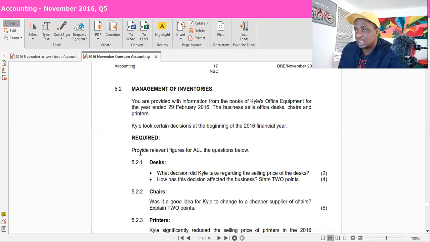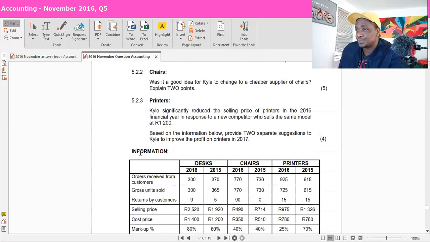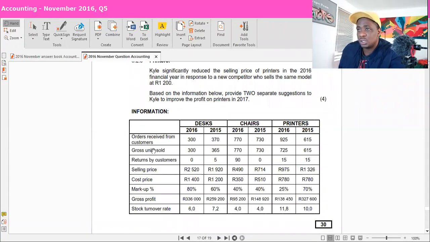5.2.1, it says, what decision did Carl take regarding the selling price of the desks? All right, let's go to the desks there in the information. They say desks, orders received, units sold, returns by customers, and then selling price. So you can see that Carl decided to increase the selling price from 1,920 to 2,520. So that's the decision. You don't have to put everything else, or you can say that he decided to increase the markup from 60% to 80%, but I'll just take the selling price and say decided to increase the price from 1,920 to 2,520.